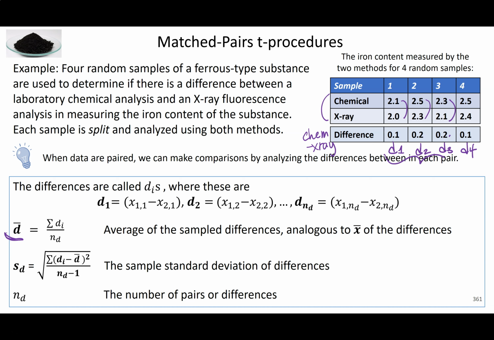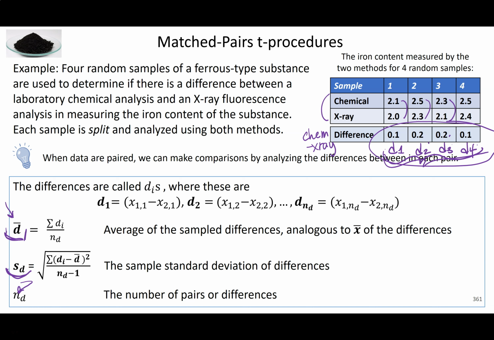D bar is if you add all these differences together and divide by the number of differences, so n sub D is the number of differences here. There's 4 of them. So if I add 0.1 plus 0.2 plus 0.2 plus 0.1, divide by 4, I'm going to get the average difference in my samples. And same as before, I can find the standard deviation of these differences, and that's going to be S sub D.